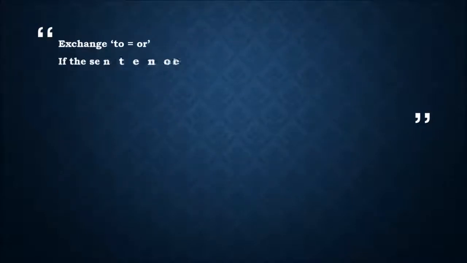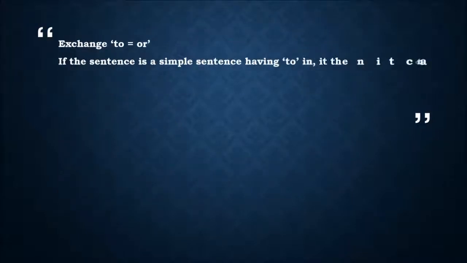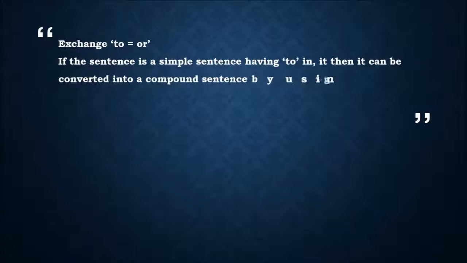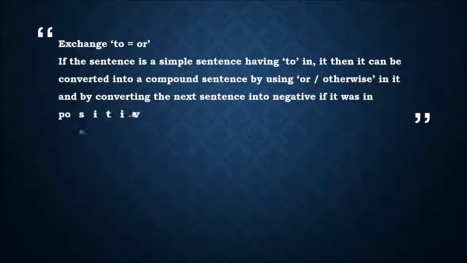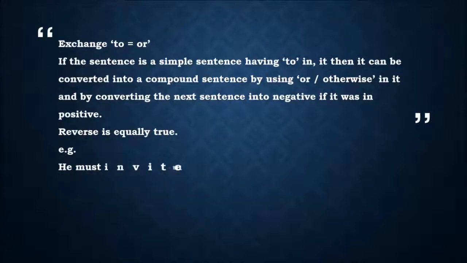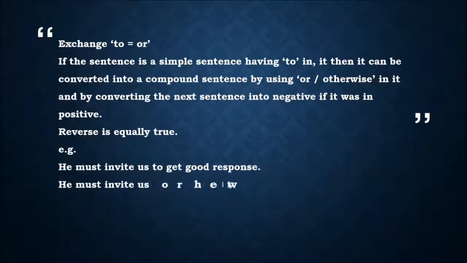3. Exchange to equal or. If the sentence is a simple sentence having to in it, then it can be converted into a compound sentence by using or / otherwise in it and by converting the next sentence into negative if it was in positive. Reverse is equally true. E.g. He must invite us to get good response. He must invite us or he will not get good response.